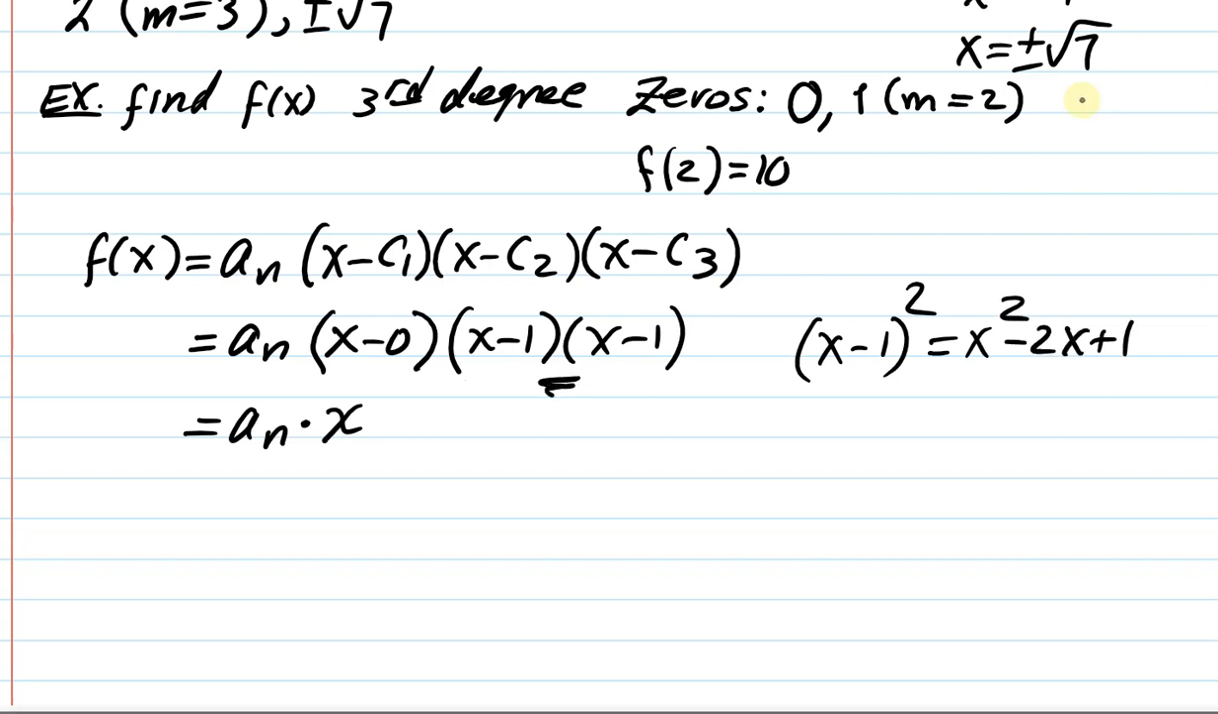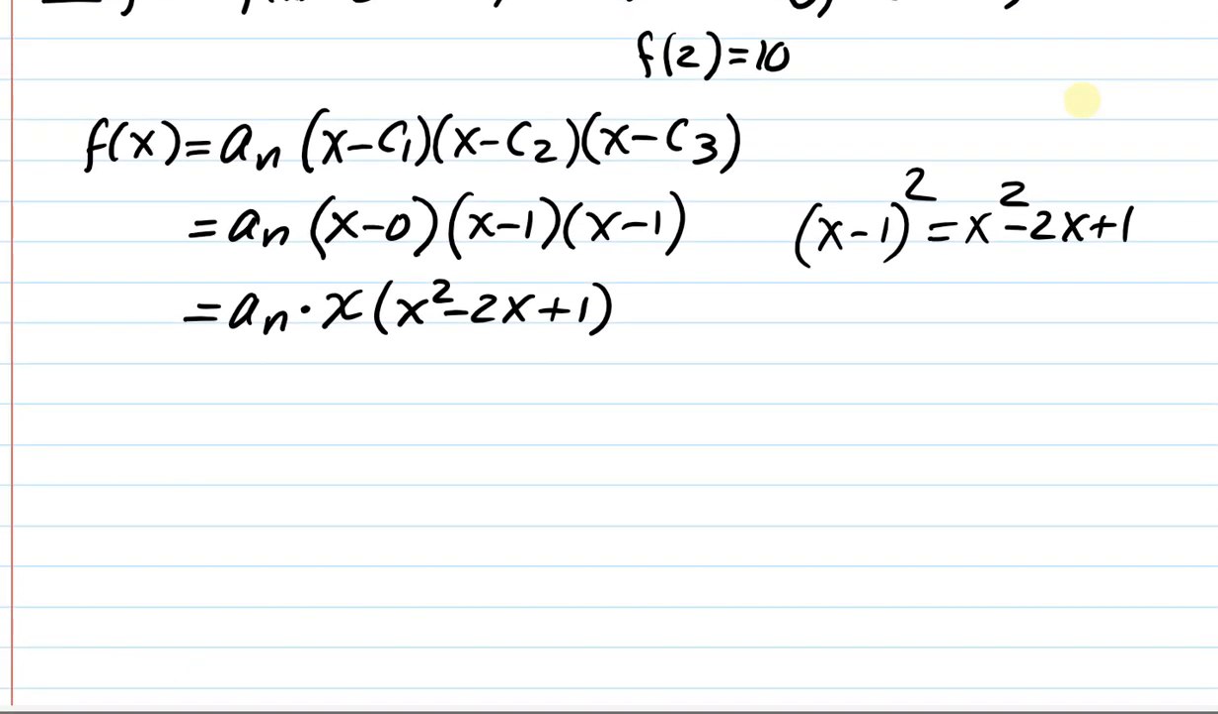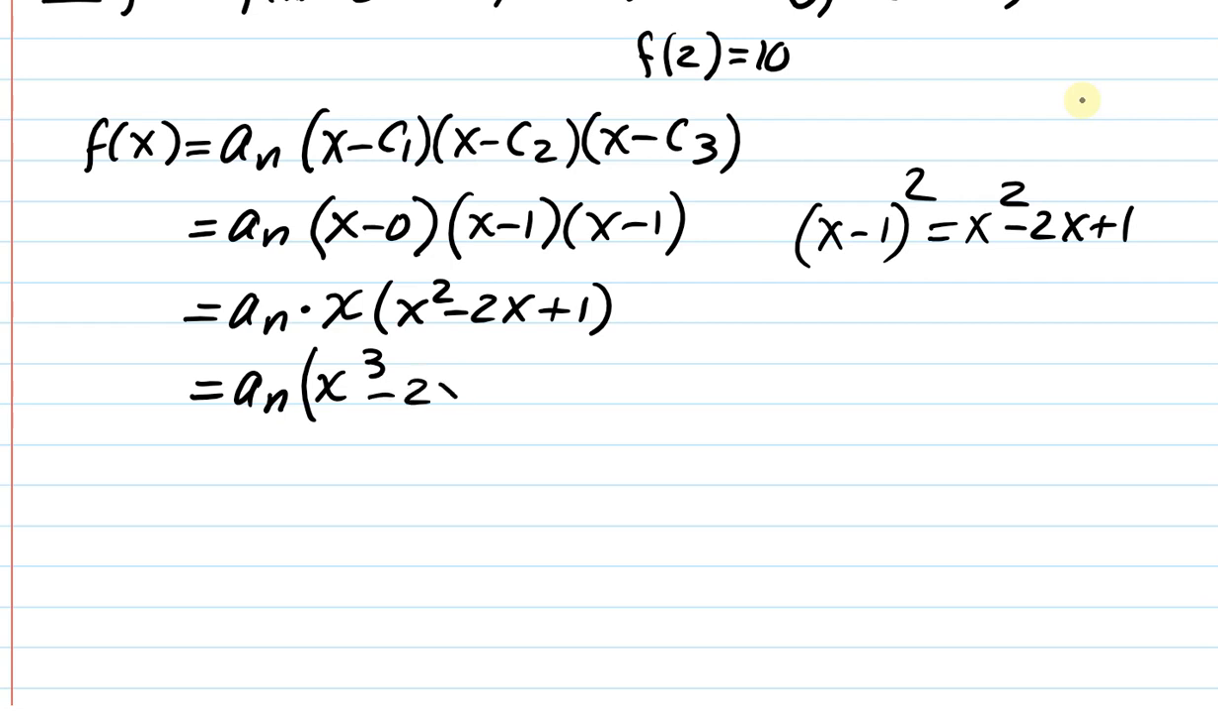We can FOIL it and see what the FOIL method gives you. That's x squared minus 2x plus 1. And I can now distribute. So here's a sub n. It's going to be x cubed, negative 2x squared plus x. All right, so that's the polynomial.